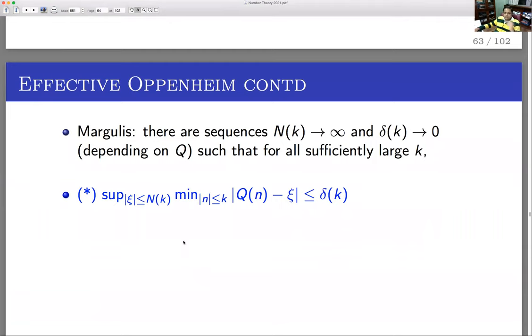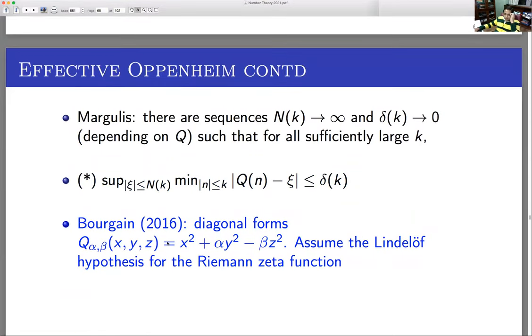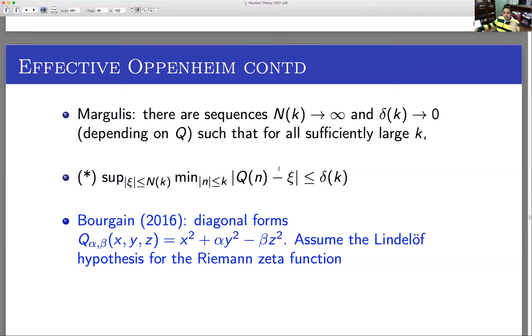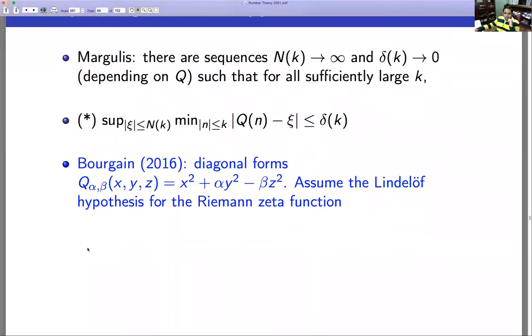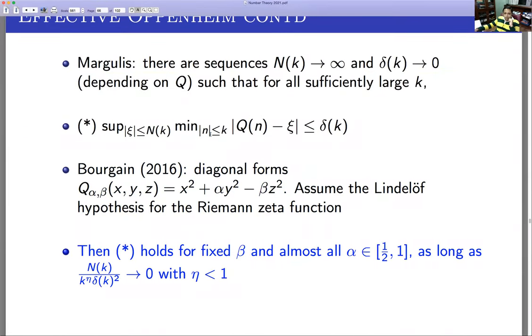And Bourgain considered this reformulation and asked, well, another way of making this effective would be to understand the quantitative relationship between the sequences N and delta. Here is this theorem, to be precise. He considered the diagonal quadratic forms, namely forms of this kind. And then he proved that, assuming the Lindelof hypothesis, this inequality holds for a fixed beta.